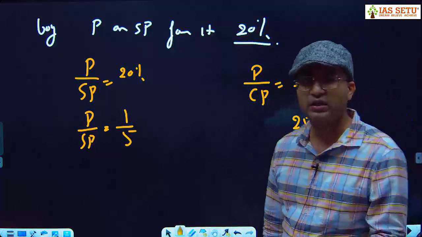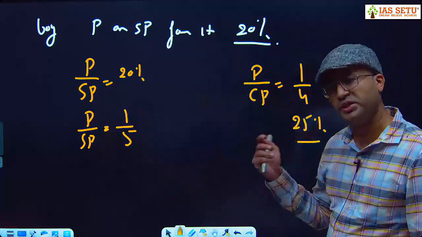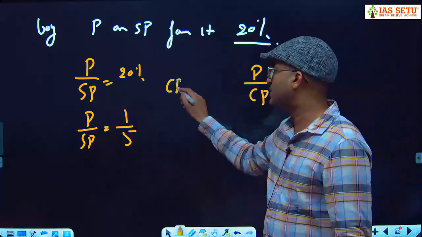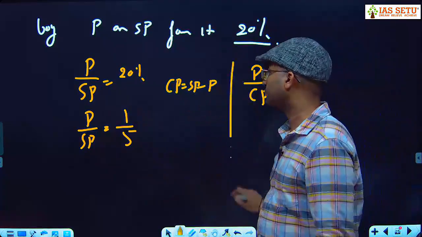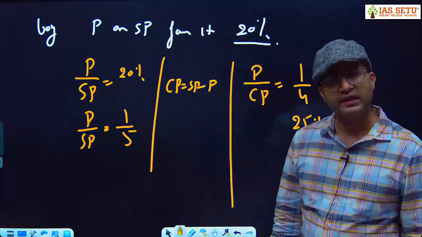Is this clear? It is very easy. P upon SP is given, P upon CP is asked. P is known, SP is known, find CP. CP is nothing but SP minus P. From here CP will come, and you get your answer. Is this clear?